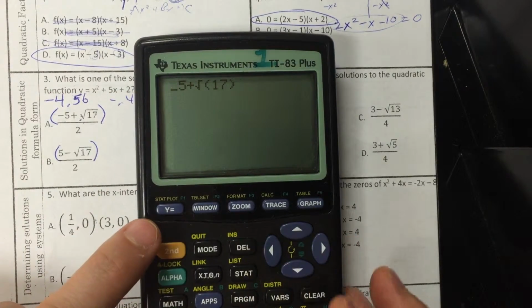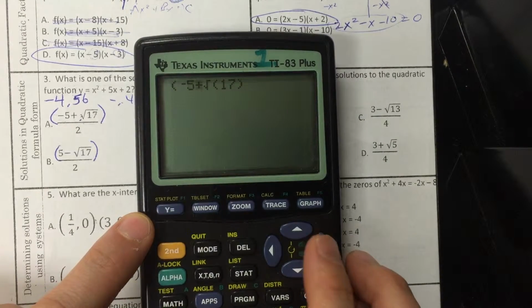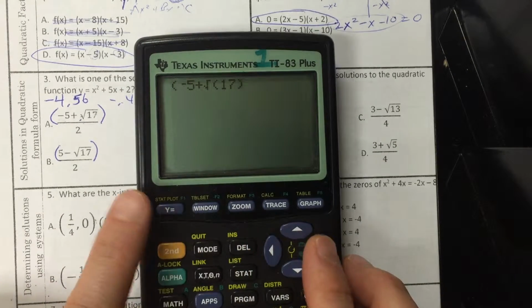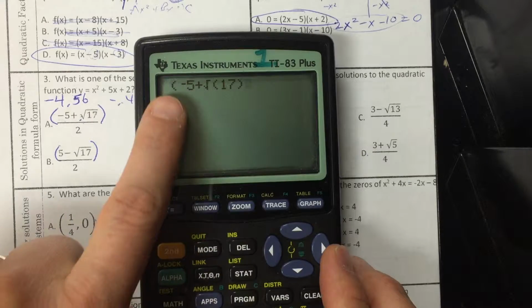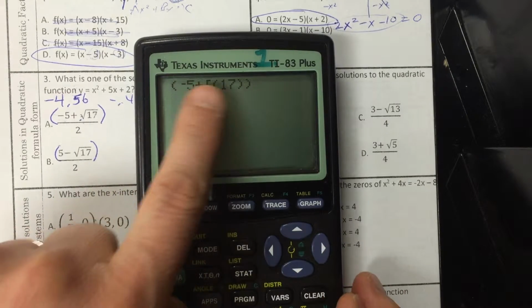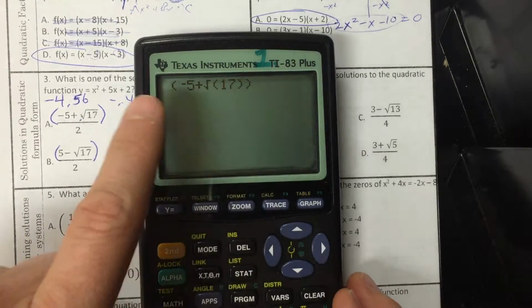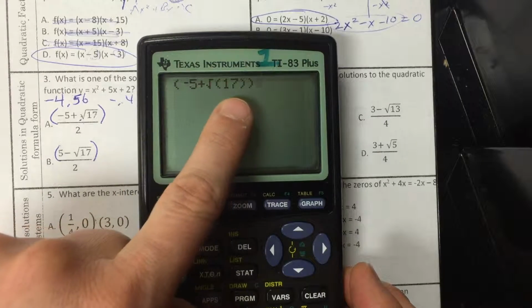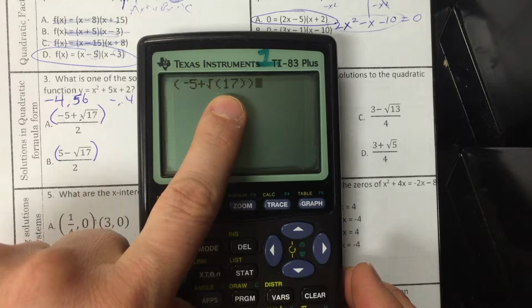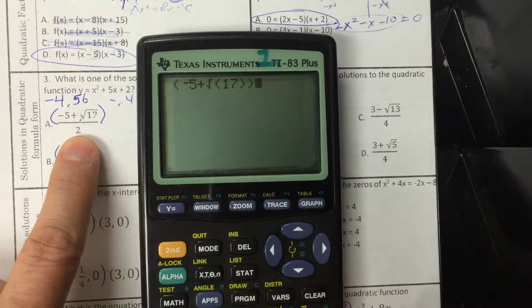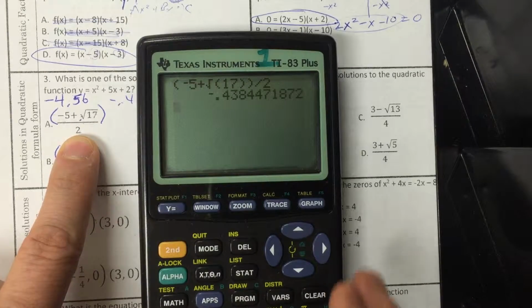I forgot what I said was so important. I need a parenthesis in the front. I used insert for that, second INS, second delete. Okay, I'm going to put the other parenthesis to close that guy. Now, the entire thing is encased in parentheses, and the square root thing is in its own parentheses. Now divide by 2. Push enter.